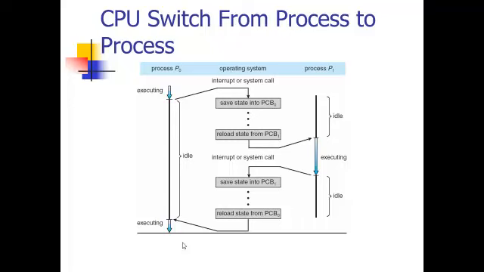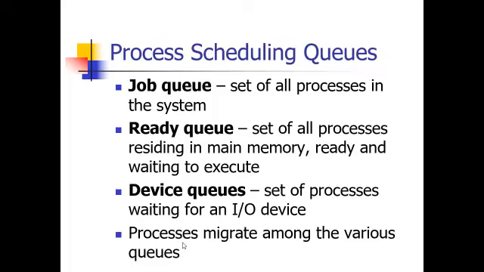So processes are scheduled in different ways in operating systems using different data structures. We call them queues. The first queue is the job queue. The job queue is called long-term scheduling. Why? Because when we consider all the applications available inside the operating system, it maintains the number of processes or programs to be executed. So those are available in the job queue.